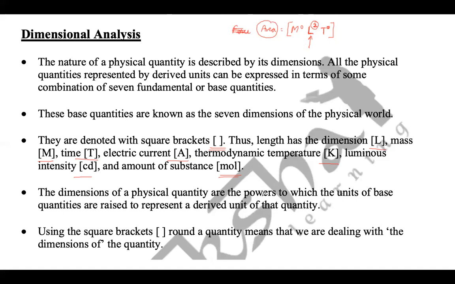So the dimension of a physical quantity is the power to which the unit of the base quantity is raised. Using the square bracket around a quantity means that we are dealing with the dimension of the quantity. So whenever we use the square bracket around any quantity, that means we are dealing with the dimension of that physical quantity. That's a representation.